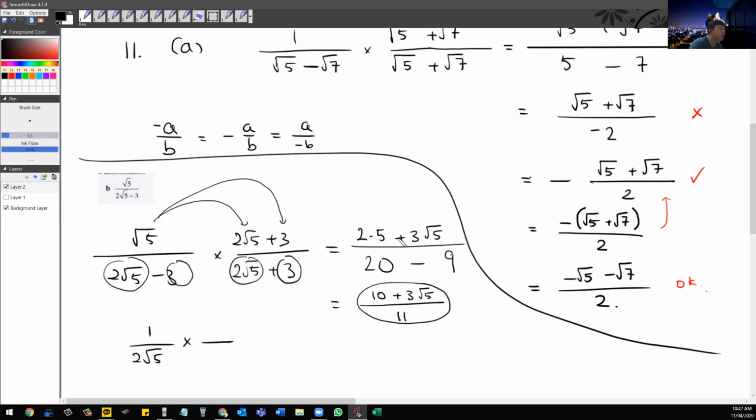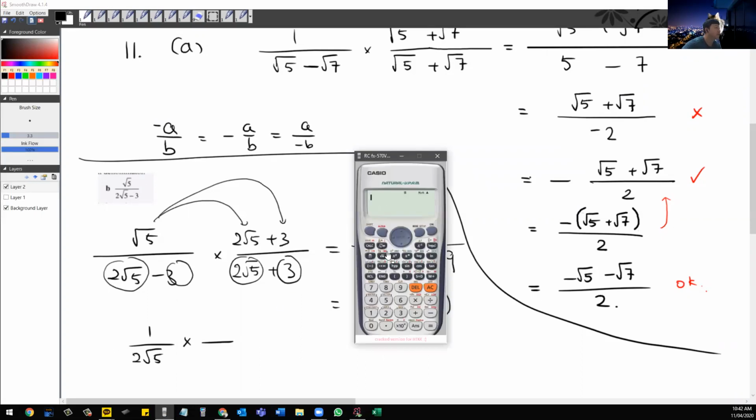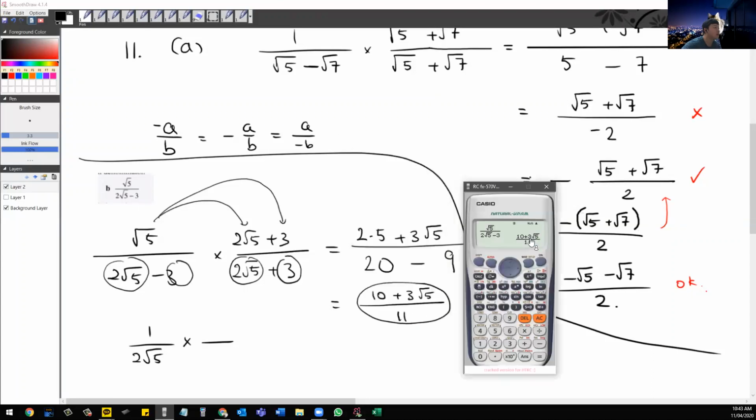10. So I can plug it into my calculator. Root 5, 2 root 5 minus 3. Yep. 10 plus 3 root 5 over 11.